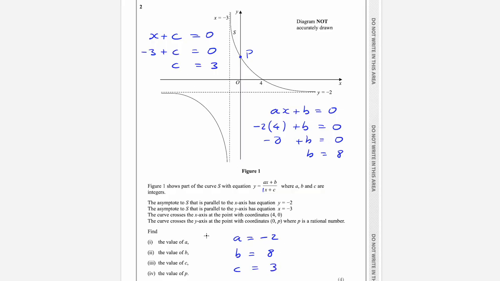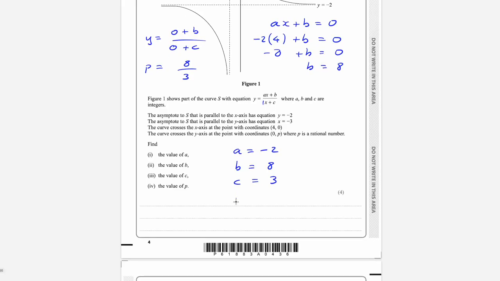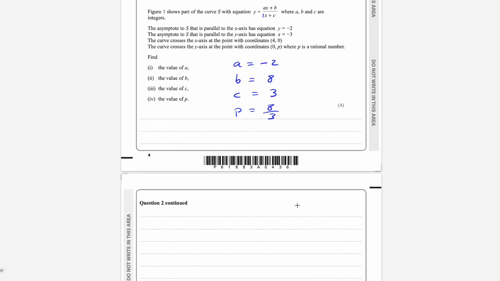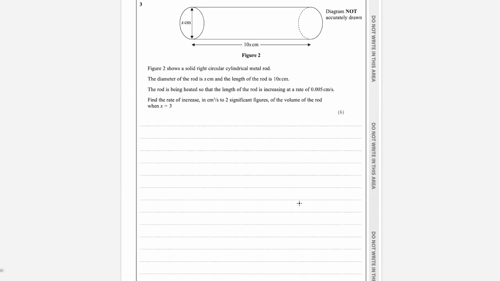And then finally, find p. So p is where it crosses the y-axis, when x is 0. So y is equal to 0 plus b over 0 plus c. And that y is p, and we know now b is 8, and we know c is 3. So p is equal to 8 over 3. Okay, that, guys, is question 2. Question 3.